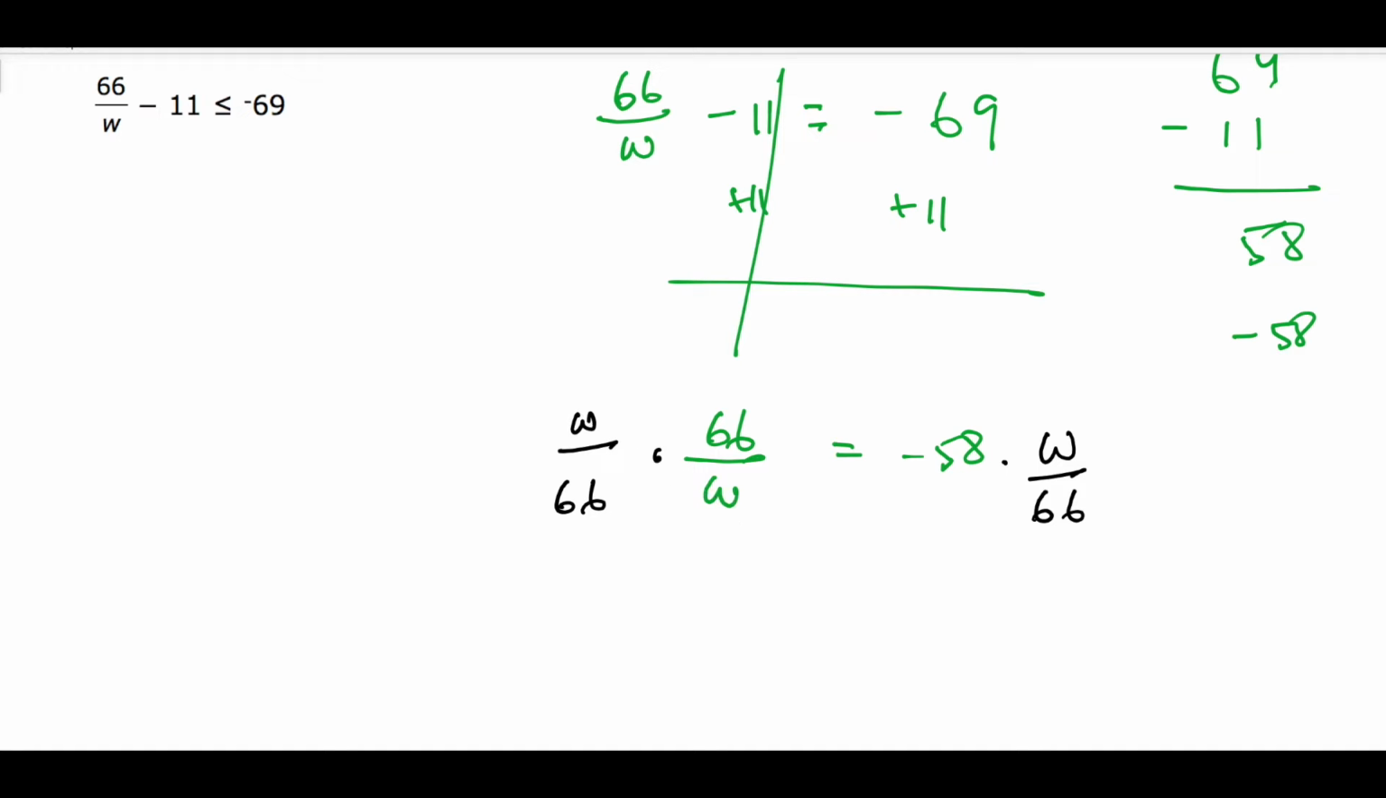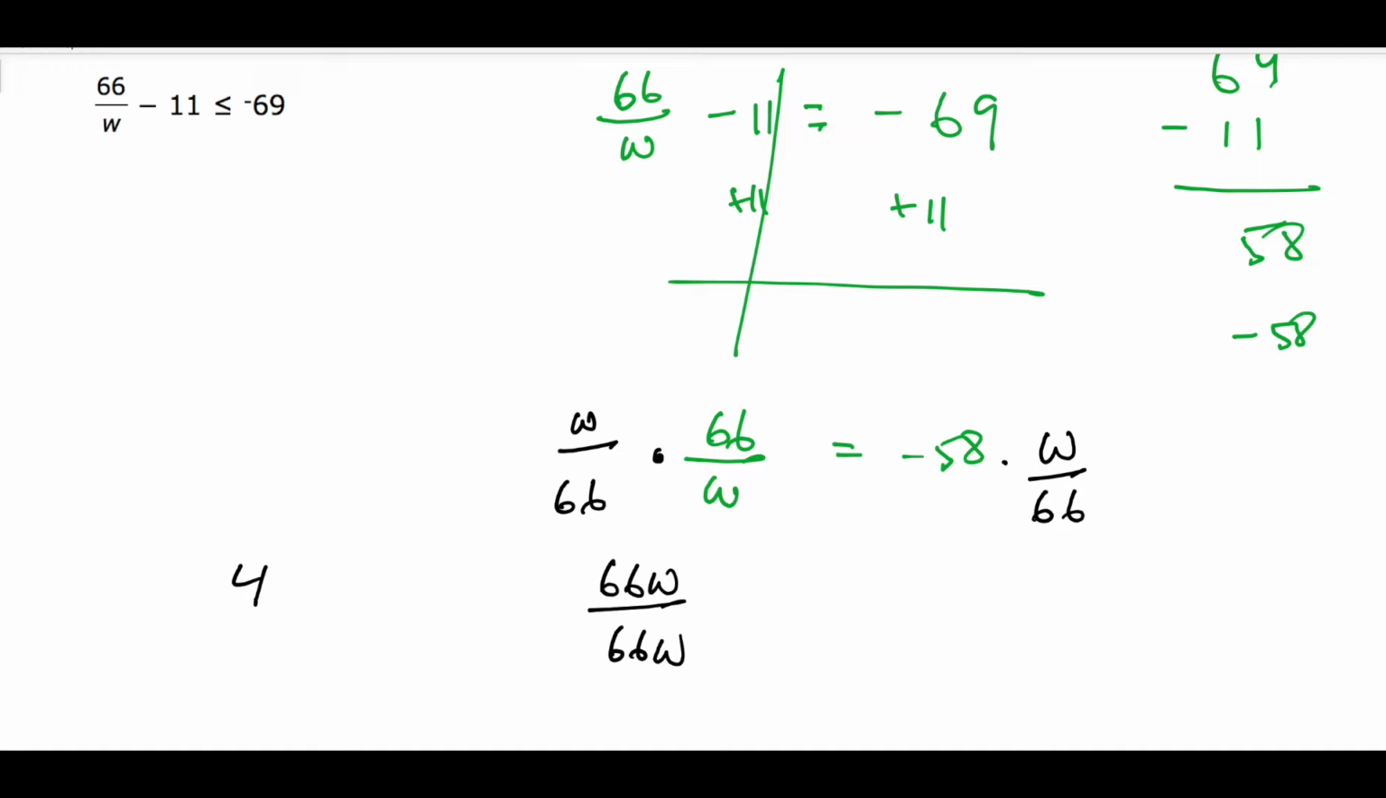No. So if I don't have to cross cancel, I can actually go 66W over 66W. Well, that's the same thing as saying 4 over 4. What's 4 over 4? 1.